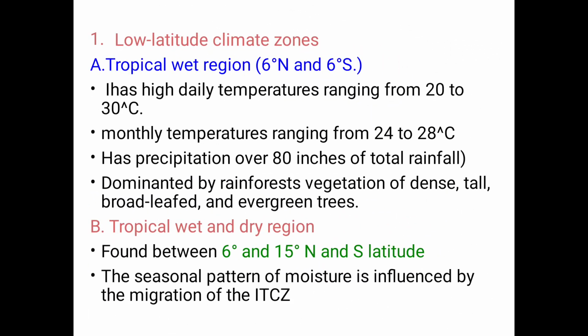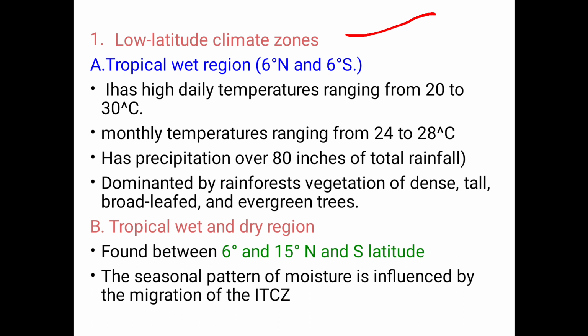Another, what you have to study is about the climatic zones. Climatic zones are categorized into subregions. The first classification of climate in the world is the low latitude climate zone. The low latitude climate zone includes, 1.